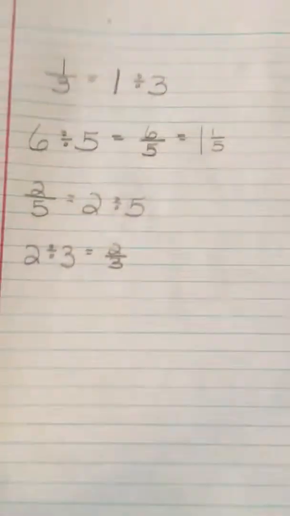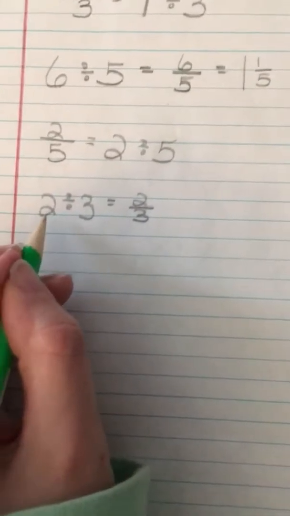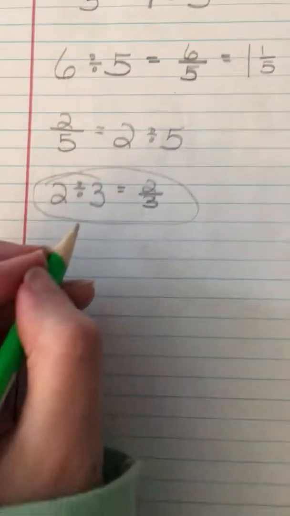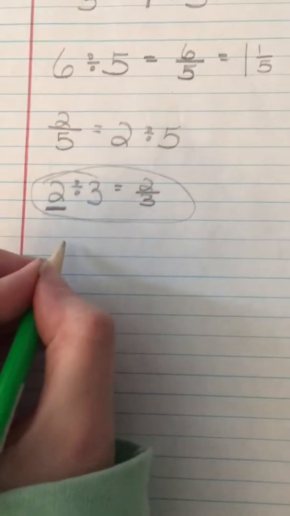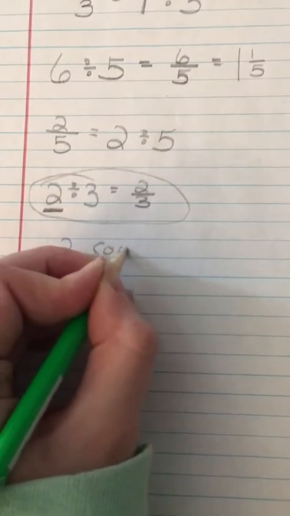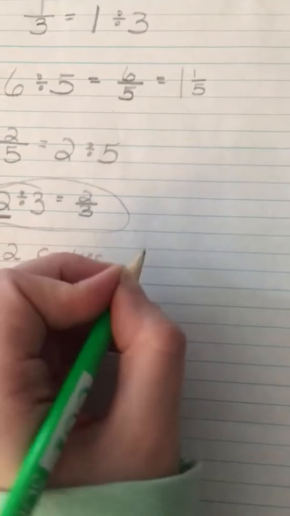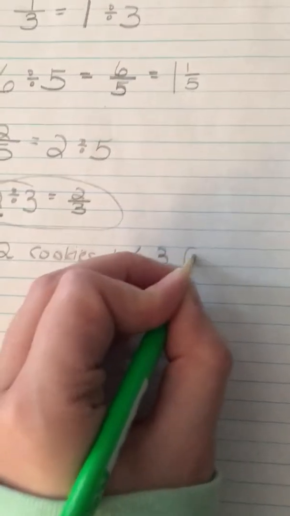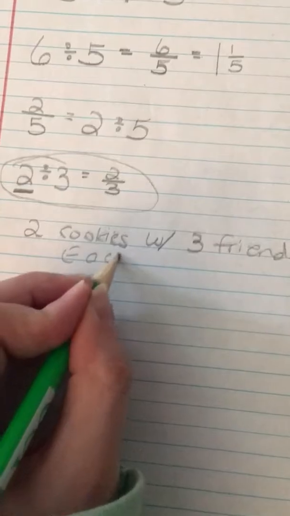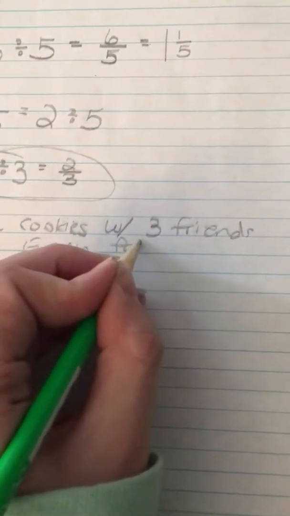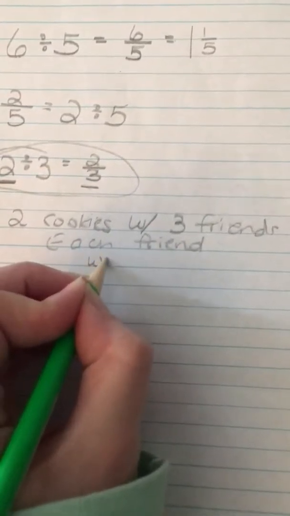All right, now let's look at these with word problems. So, take 2/3. The first number is the one I'm splitting up. So that would say I have 2 cookies and I'm sharing them with 3 friends. Each friend is going to get 2/3 of a cookie.